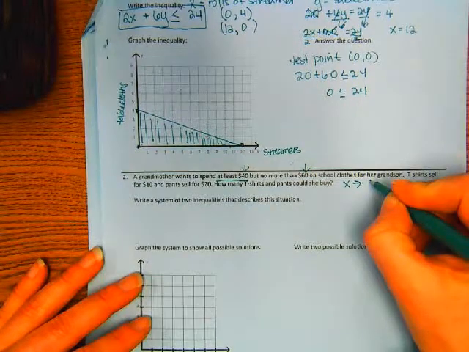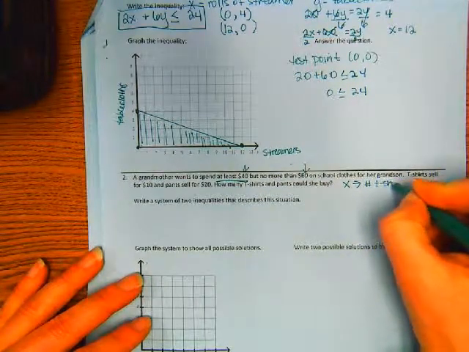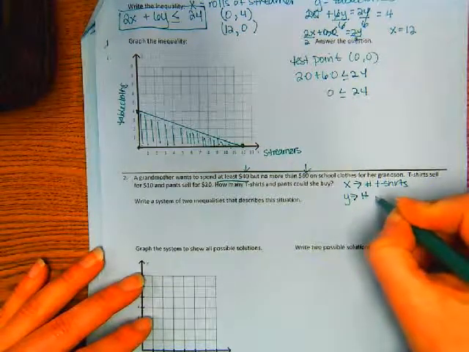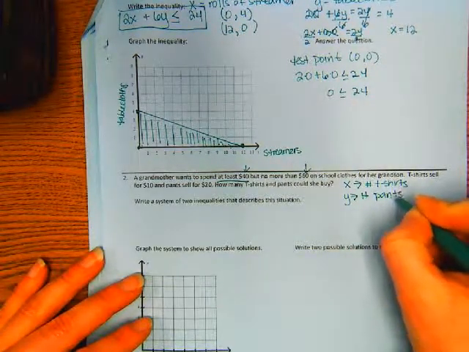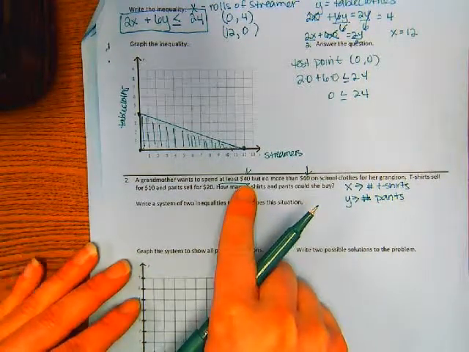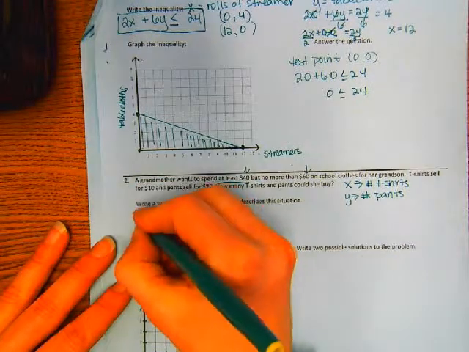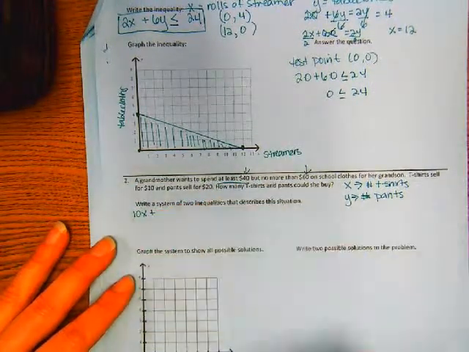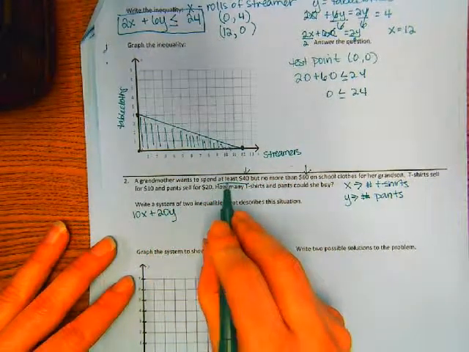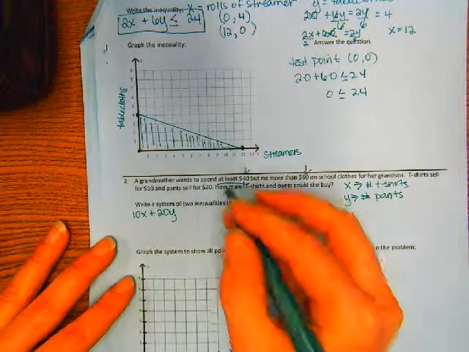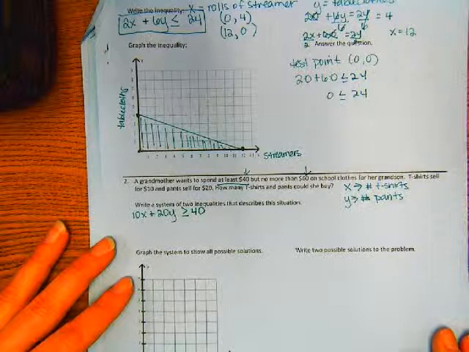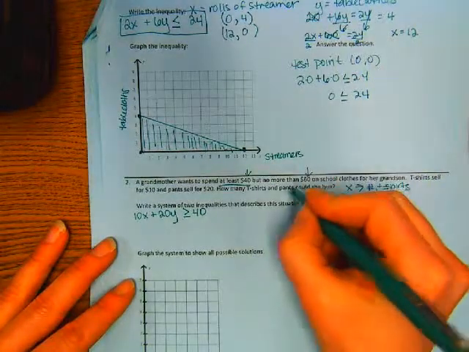So, first of all, I'm going to let X be the number of t-shirts, and Y is going to represent the number of pairs of pants that the grandmother can buy. For my first inequality, I am going to write 10X plus 20Y, and she wants to spend at least $40. That means 40 or more. So I'm going to write a greater than or equal to 40.